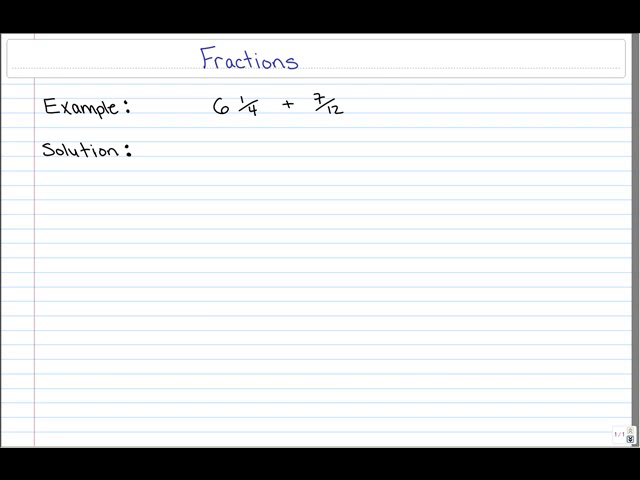So again, convert that first fraction into an improper fraction, then obtain a common denominator or a least common denominator, then add your two fractions. So go ahead and try this example on your own.